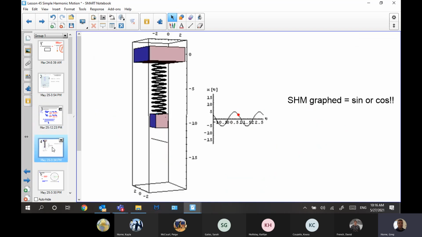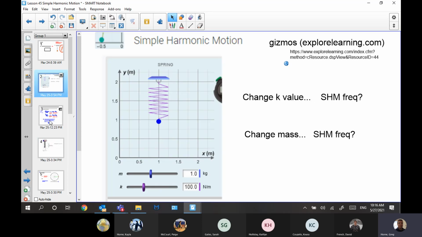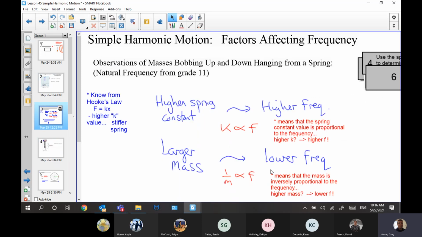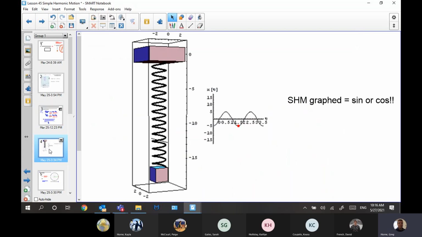So that's something that you can easily see. And if we're trying to work on an equation for frequency, that's what our goal is going to be, right? You can tell it's going to be proportional to k and inversely proportional to m, and we're going to work that out.